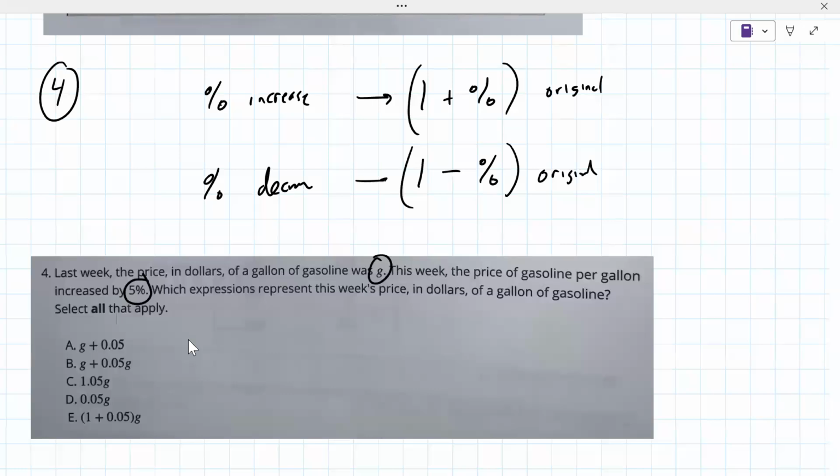I'm going to say E for sure, and C for sure. Now there's one more, and it's B. The reason B is correct is because it's really 1G plus 0.05G, which if you add them together gives you 1.05G. A tough one to see.